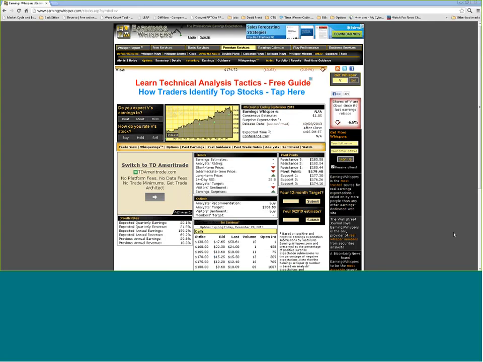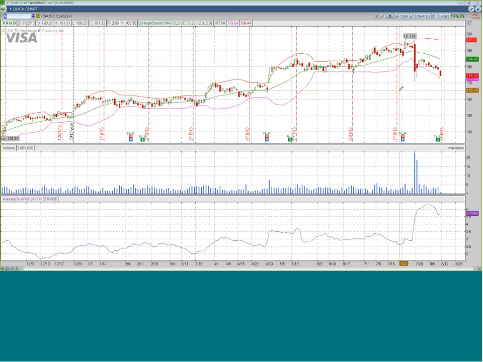When is options expiration? Options expiration in October is the third Friday of the month, which is the 18th. We want to be aware of that. Visa does not report until the 23rd, which means I want to give myself the opportunity to take advantage of this and maybe hold a position into earnings.